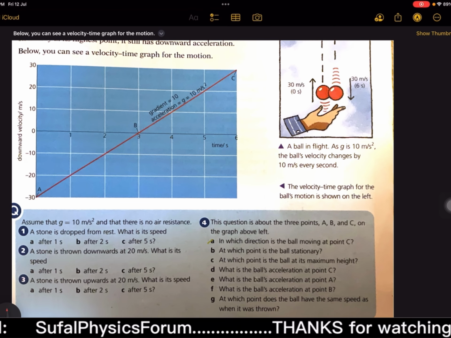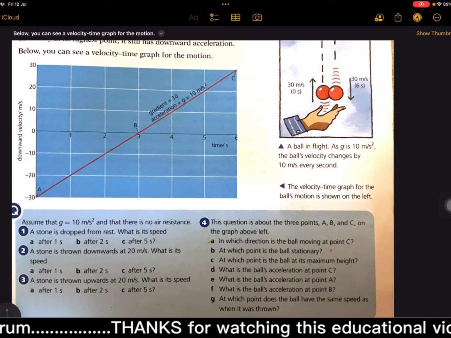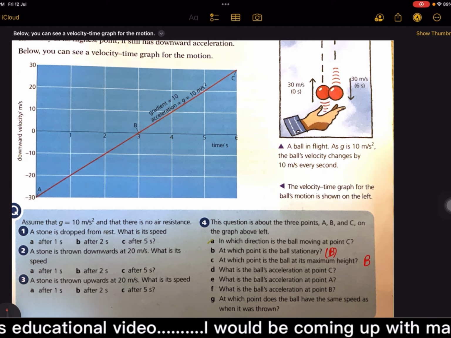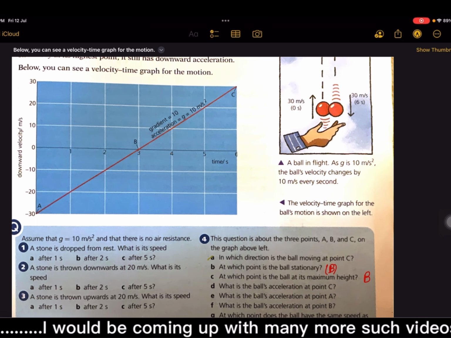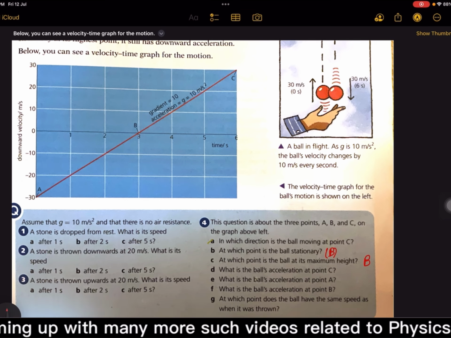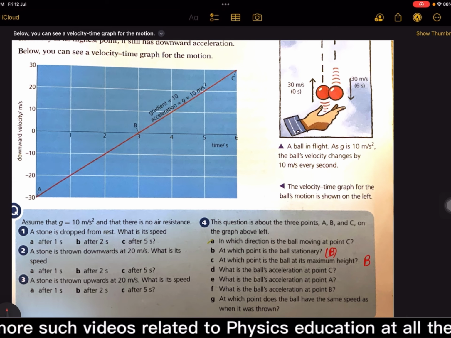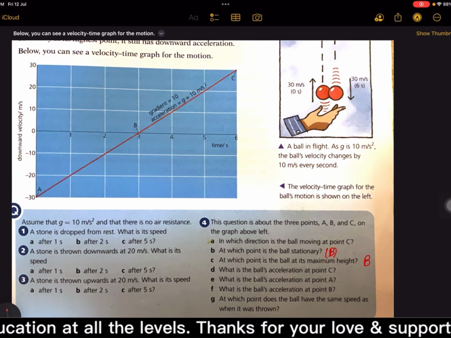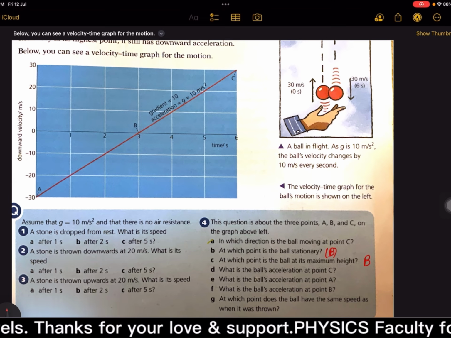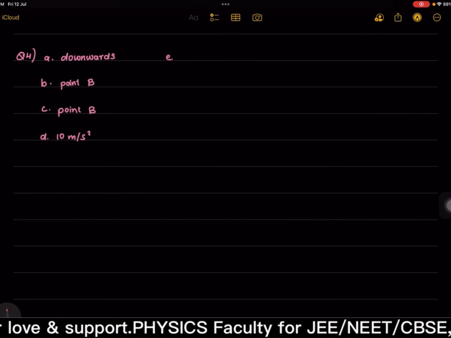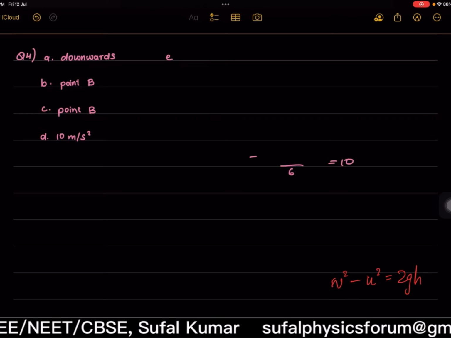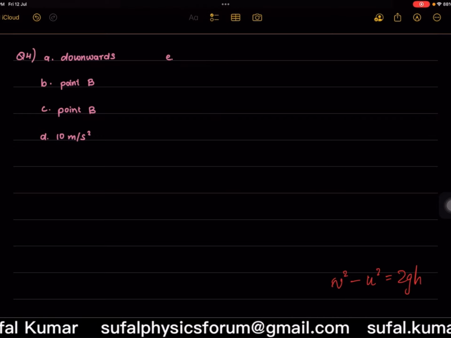Then D. What is the ball's acceleration at point C? This was B, and here also B. What is the ball's acceleration at point C? That is 10 meter per second square. Speed would be 30, but they have asked for only acceleration. Then 10 meter per second square. It will be v minus u upon t, right? Finally, conclusion is 10 meter per second square.